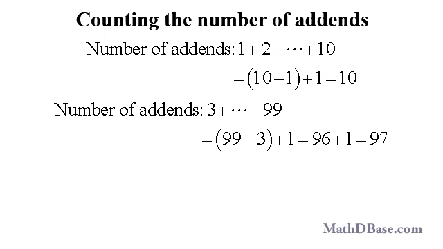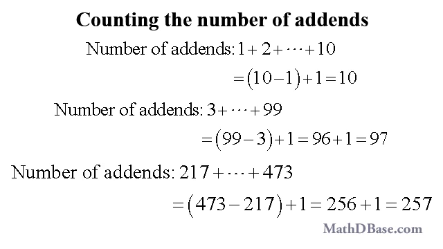To find the number of addends in a consecutive sequence, find the difference between the first and last numbers in the sequence, then add 1. It is obvious how to count the number of addends when the sequence is something like 1 through 100, or 1 through 995, or from 1 to any other number. The number of addends is just that last number. But when the sequence does not start from 1, you may have to think a bit.